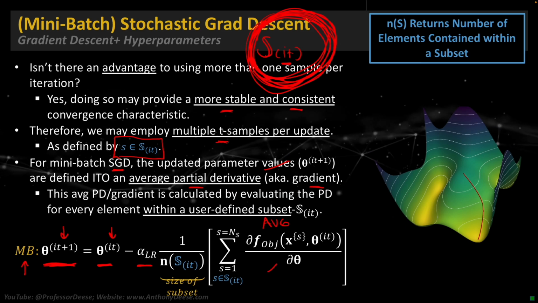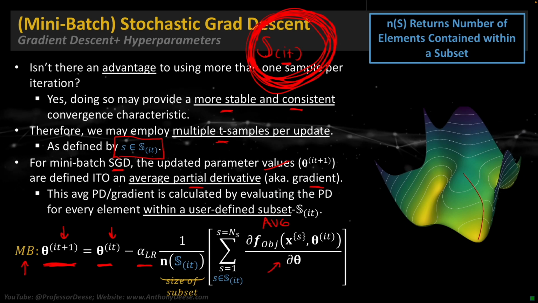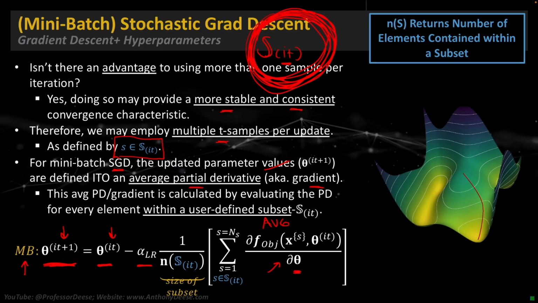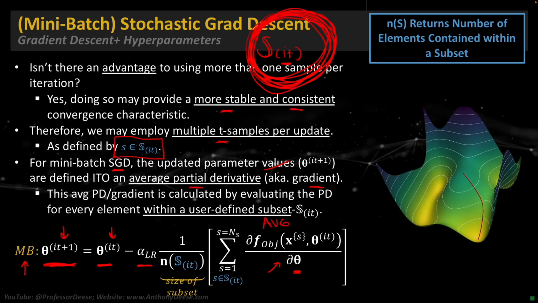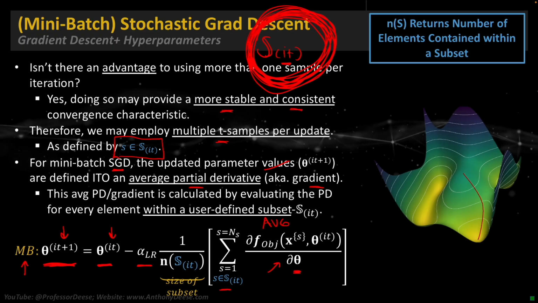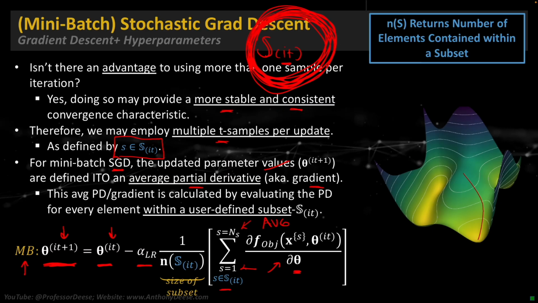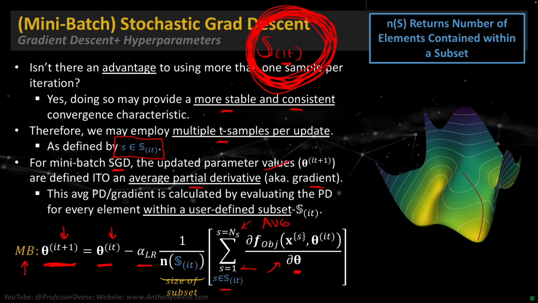What we do is, well, first we have to define our partial derivative of the objective function we want to minimize with respect to our parameter array, but that's a symbolic expression. And then we evaluate it for all the elements within our current subset. So we cycle through, we sum through all the elements, starting at s equals 1 and going all the way till s equals the total number of samples within the training data set.